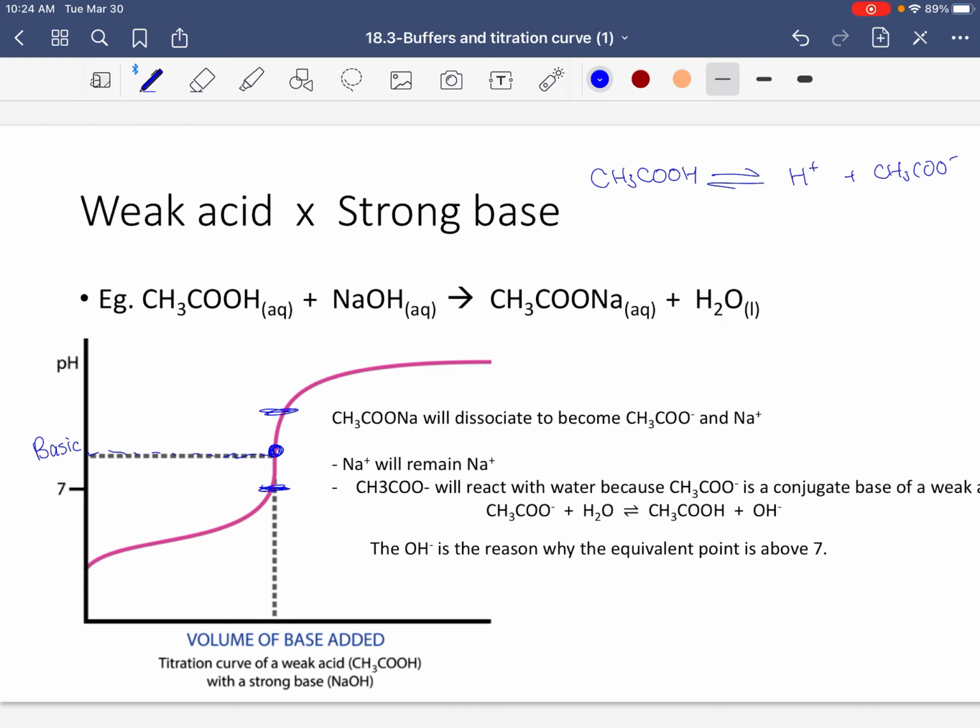Now we'll take a look at why that is later, but we're going to put our attention a little bit towards this area. This area right here has a special name, and it's called the buffer region.